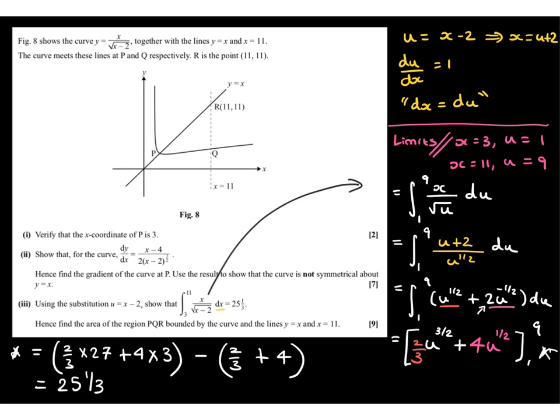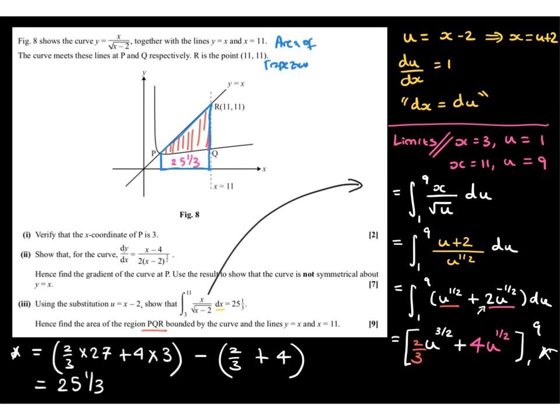Now, hence find the area of the region PQR, which is bound by the curve and the lines y equals x and x equals 11. Now, we know the area here is equal to 25 and 1/3. That's the integral that we have just performed. So to get the red area, we simply find the area of this trapezium and then subtract from it 25 and a third.